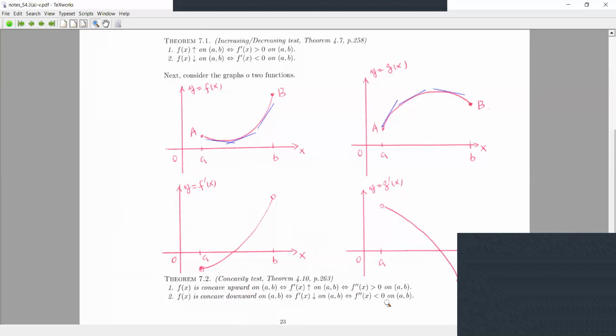First derivative is about increasing, decreasing. Second derivative is about concave up, concave down. Now, let me show you examples.